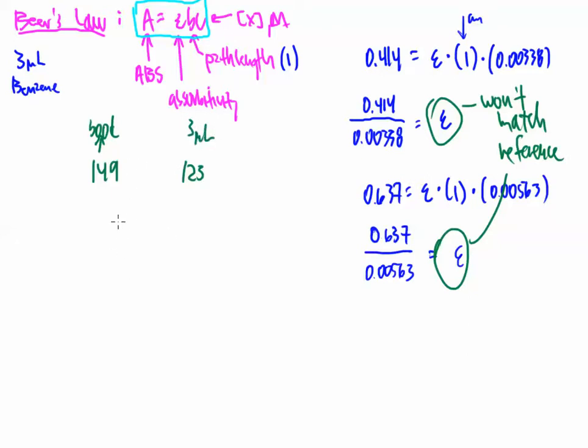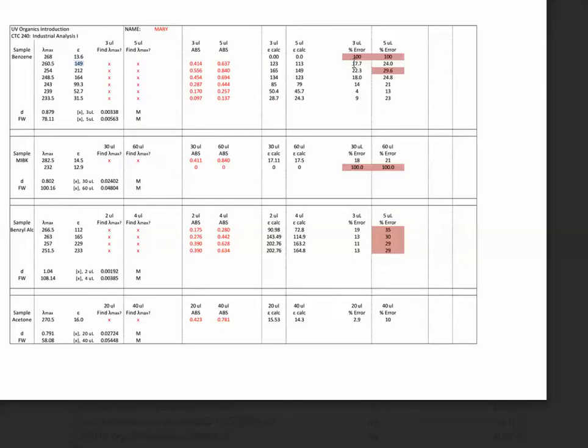So I take these two numbers, and of course you do a percent error. You subtract them, and then you divide by the accepted value of 149, and you multiply by 100 to get percent error. And that is where this last column of 17.7 comes from. So that is the calculation that goes on. I am 17% off from the true molar absorptivity.